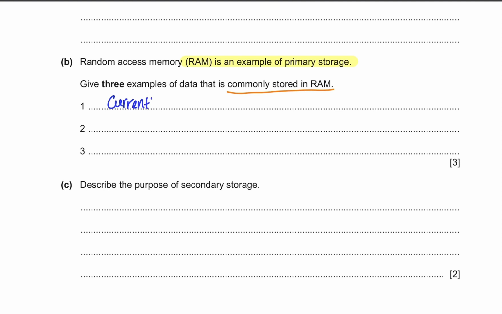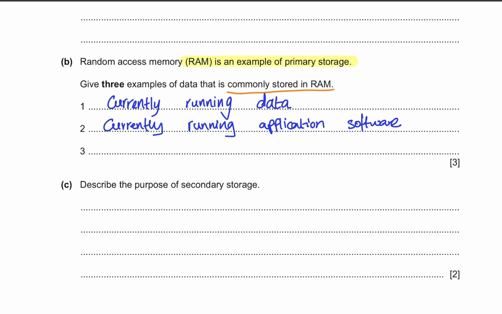Currently running data. Okay. Currently running application software. Okay, and the currently running instructions. Whatever instructions is being made on the system, it currently stores it. So because RAM is temporary memory, all of these are temporary.